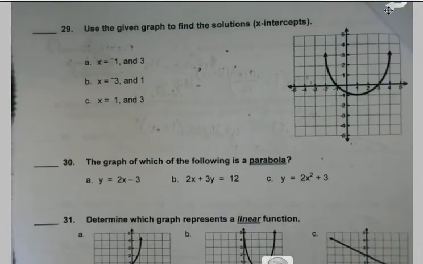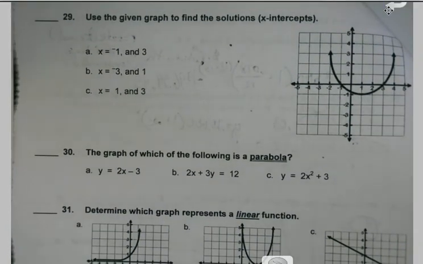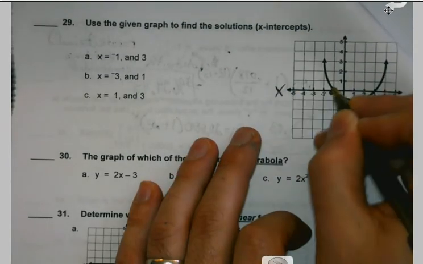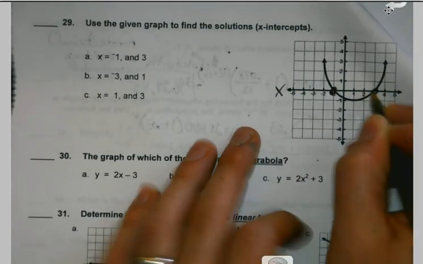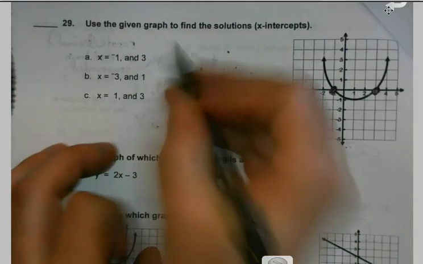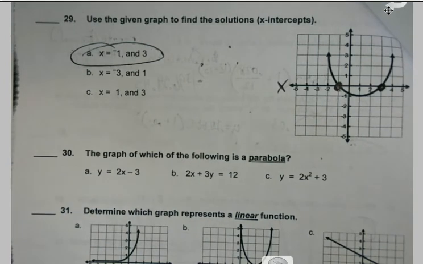29. Use the given graph to find the solutions, to find the x-intercepts. Okay. X-intercepts. Here's my x-axis. Here are my x-intercepts. Negative 1, 3. Negative 1, 3. Good. Again, don't make it complicated.